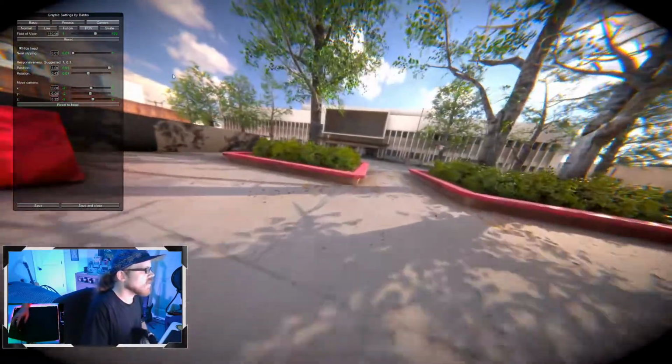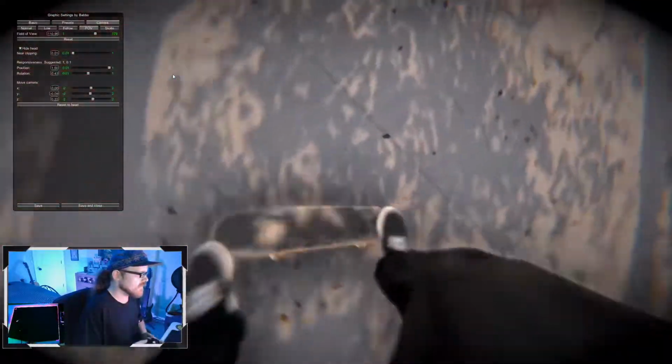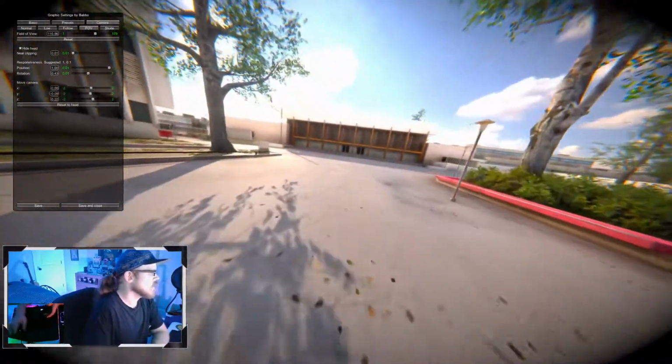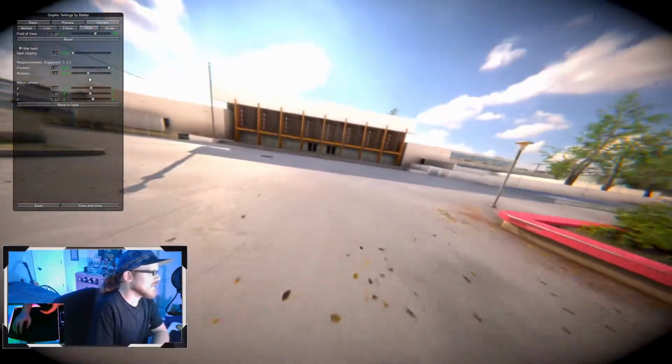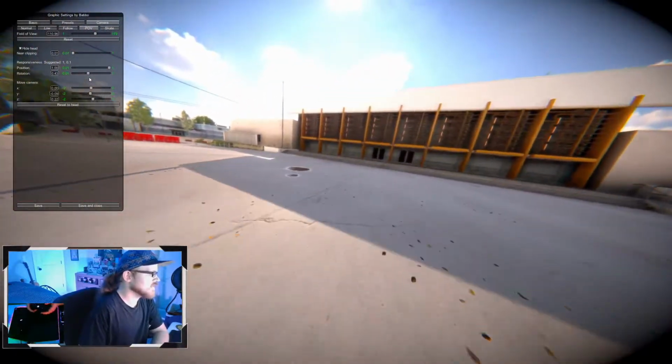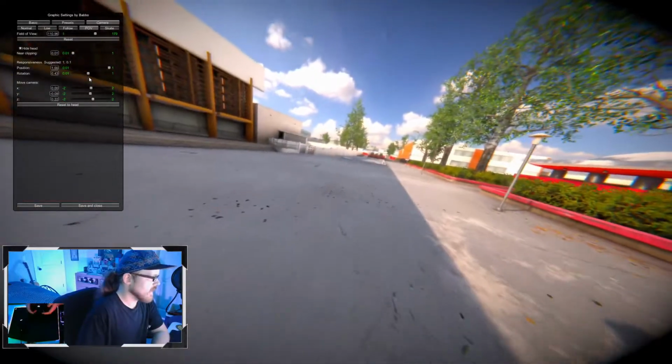As you can see, he doesn't keep up with the skater anymore. Definitely keep this all the way turned up. If you want to have the best experience, that's definitely going to be it. The further down it is, the farther back it'll go from the skater as you keep progressing through your line.